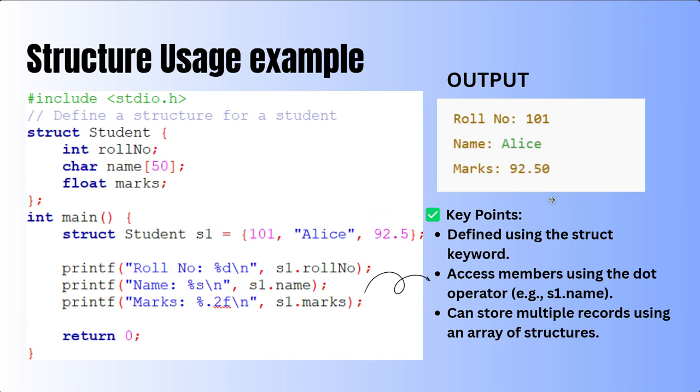Okay, so it is defined using the struct keyword. These are the key points: access the member using the dot operator, and you can store multiple records using an array of structures. Okay, moving on.